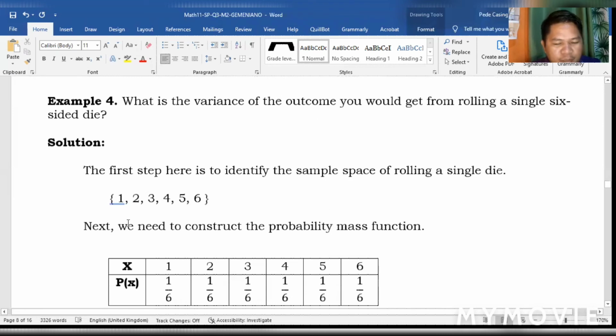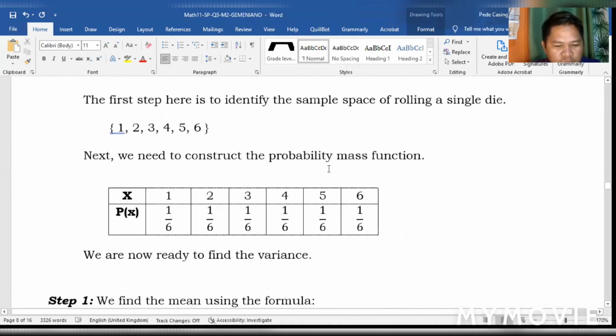Let's now have example number 4. What is the variance of the outcome you would get from rolling a single 6-sided die? So again, what is the variance of the outcome you would get from rolling a single 6-sided die? The first step here is to identify the sample space of rolling a single die. So we have here the sample space of 1, 2, 3, 4, 5, 6.